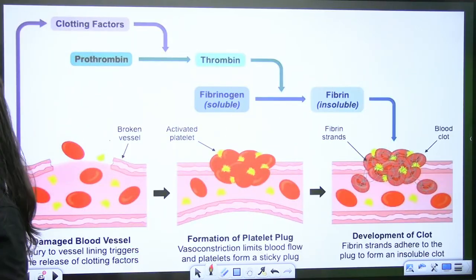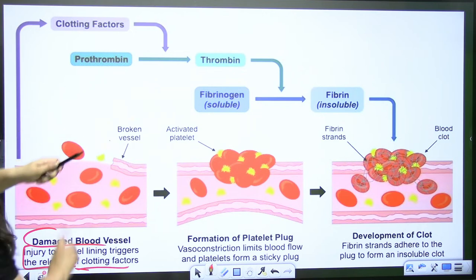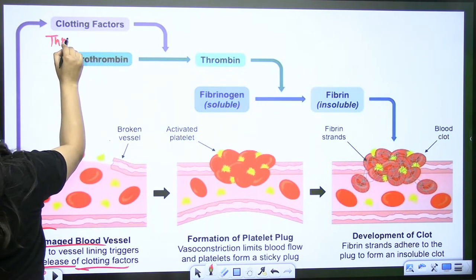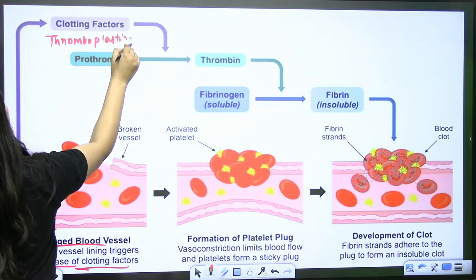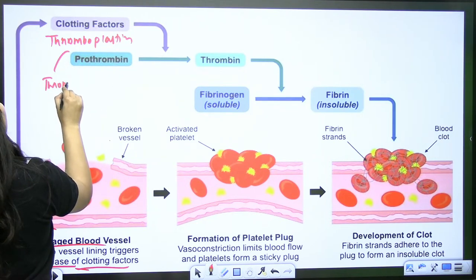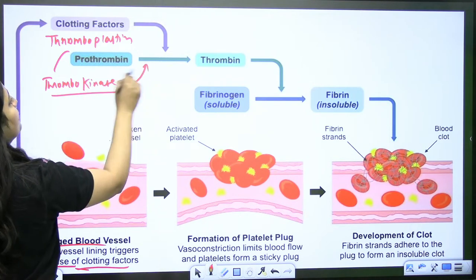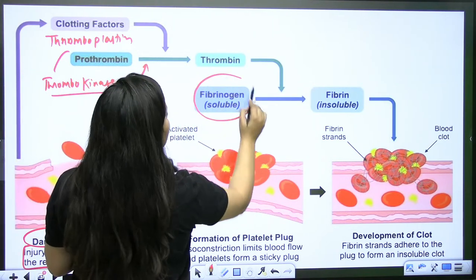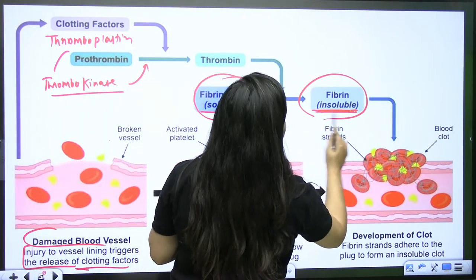So have a look here. See, the damaged blood vessel will release clotting factors. The first clotting factor, as you know, is your thromboplastin. That thromboplastin will form your enzyme thrombokinase. That thrombokinase will activate your prothrombin to thrombin, and that will activate your fibrinogen to fibrin. So fibrinogen is soluble, fibrin is insoluble.